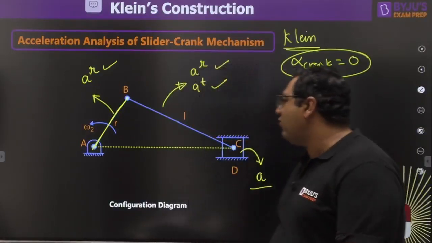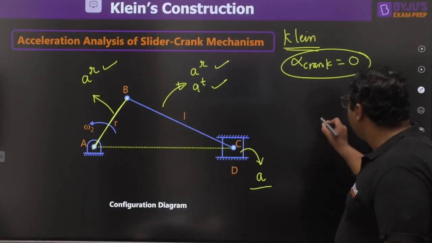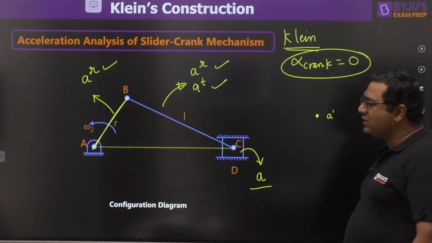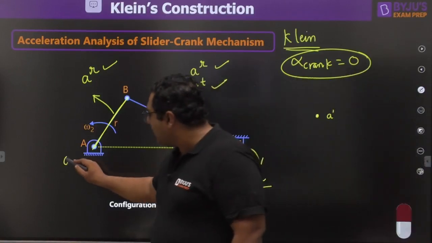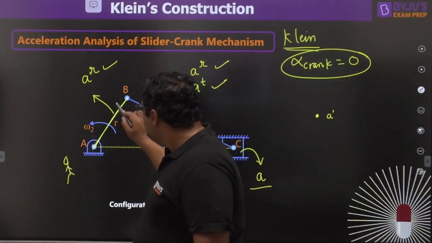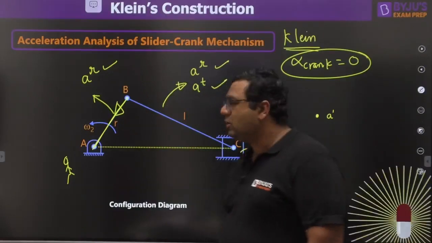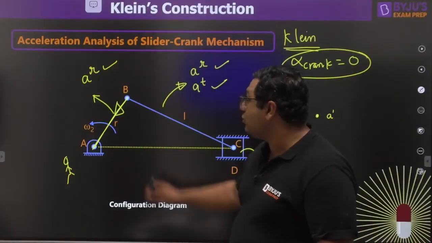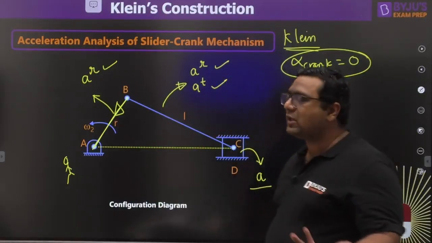If you are going to try for the acceleration diagram, we will be sitting at point A. So that will be A dash for the acceleration diagram. If you are sitting at A, what is the radial acceleration? It will be towards the center of rotation, and it is omega square r.